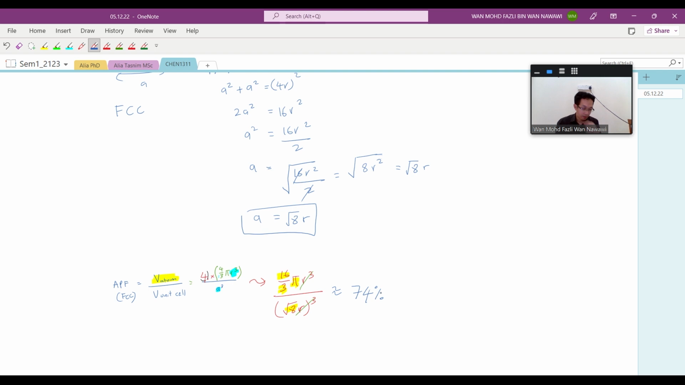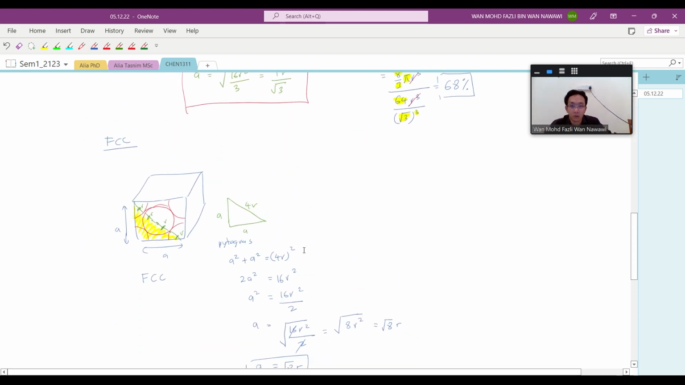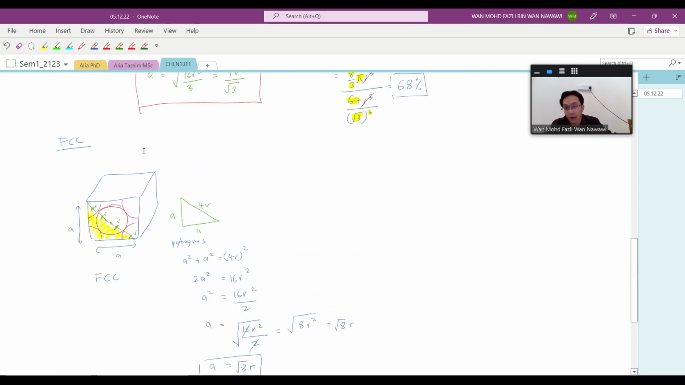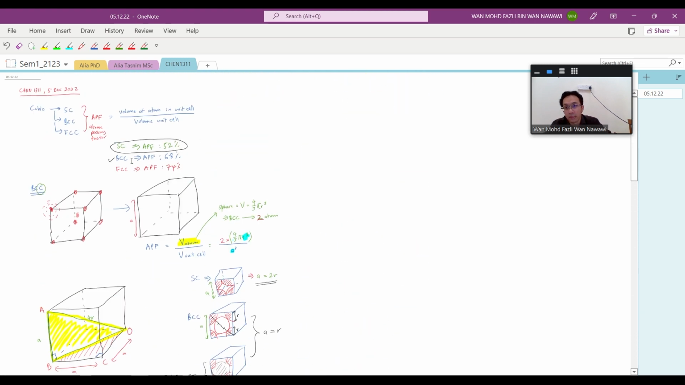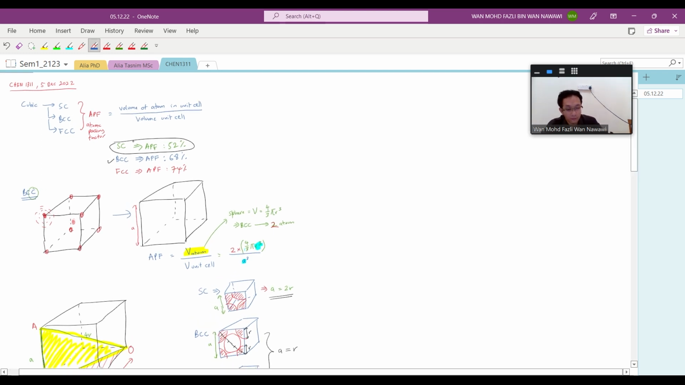So the APF, atomic packing factor, for the face center cubic is 74%, and this is how you calculate it. So we have learned how to calculate the atomic packing factor for the FCC and BCC, and also simple cubic in the last class. If you look here, the SC, the simple cubic, has 52, and the example of simple cubic is polonium. An example for the BCC is iron. An example for FCC is gold.